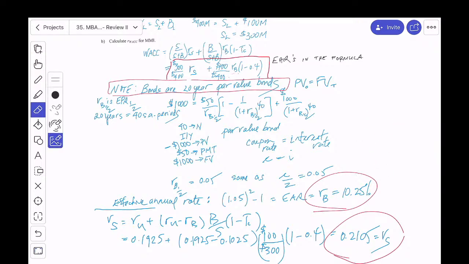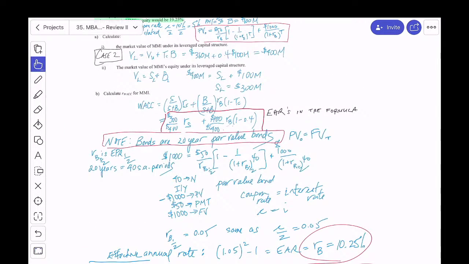All right, so for people who were not here last class, I added in this statement, otherwise you cannot solve this problem like I did. I added that statement that the bonds are 20-year par value bonds, and that way I was able to set up this equation and solve for the effective semi-annual rate.